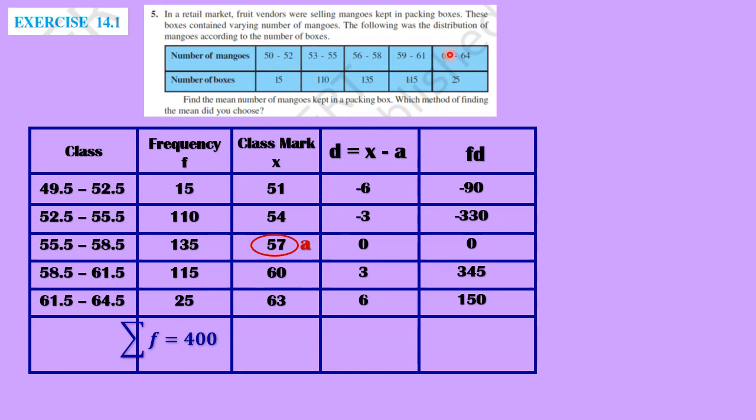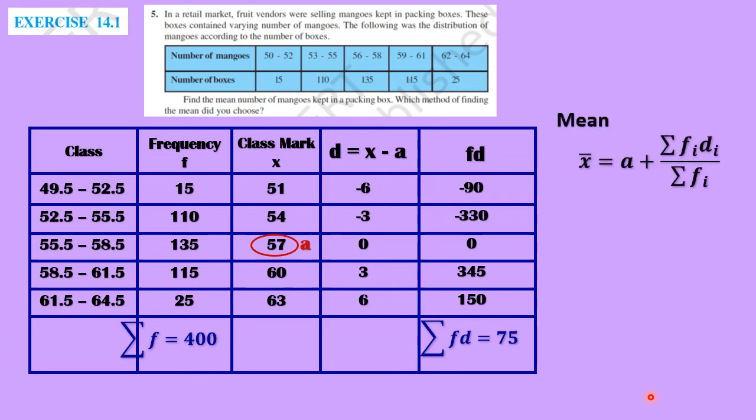So frequency, it is not given here. Total frequency, the question not given. So we have to add here. It is 400. Now let us add total FD. So here negative numbers 390. Then here the positive numbers add. Then find the difference. So it is 75.